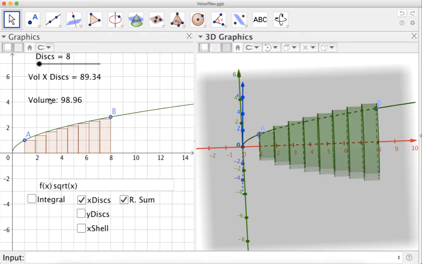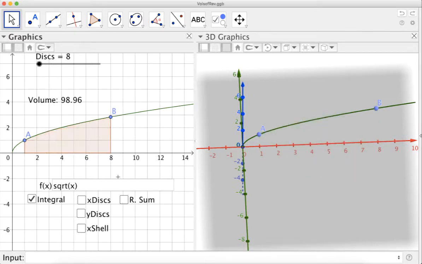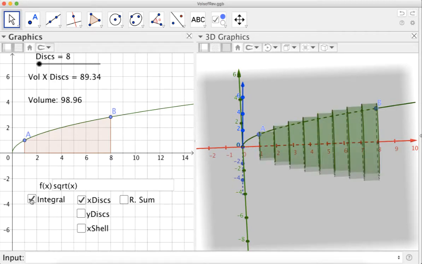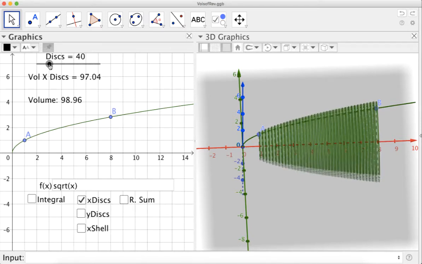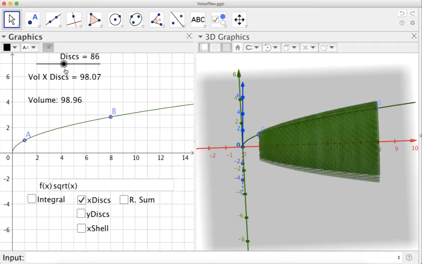And what we see is that the volume of the solid created when we rotate the integral around here is equal to 98.96 cubic units. Now let's take a look at the estimates when we rotate the disks. Well, right now with 8 disks we get a volume of 89.34, and not surprisingly, as we increase the number of disks, our estimate gets closer and closer.